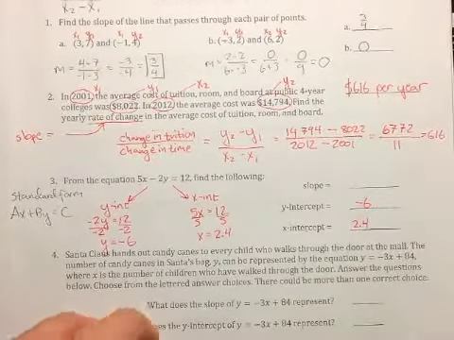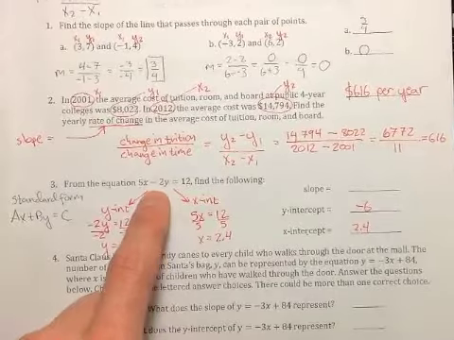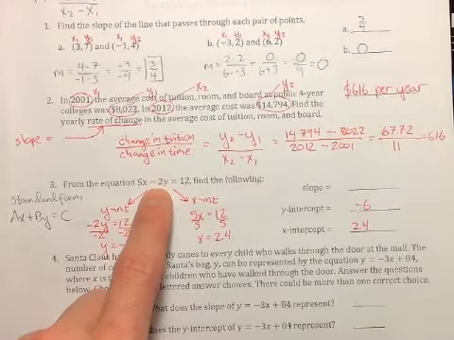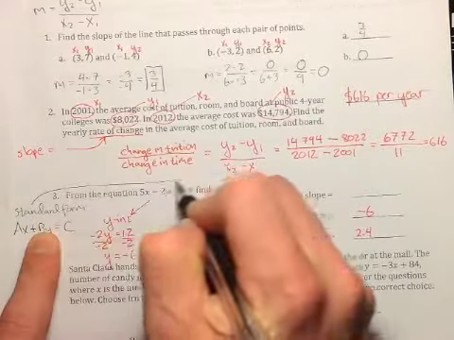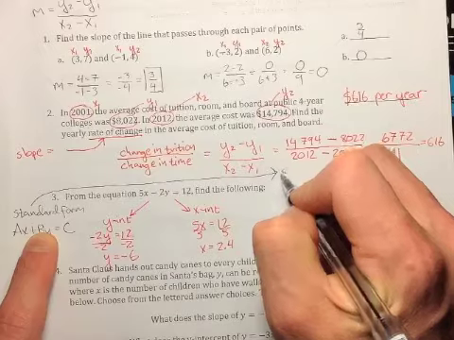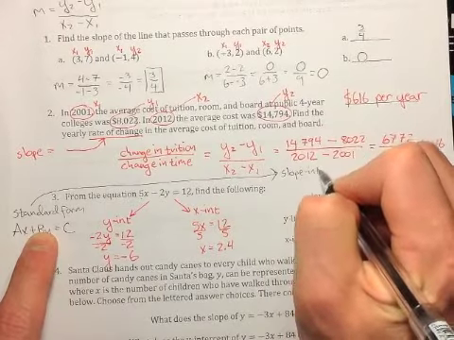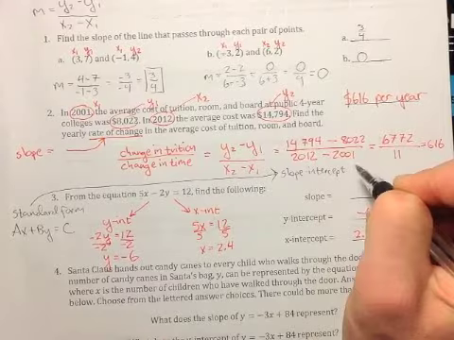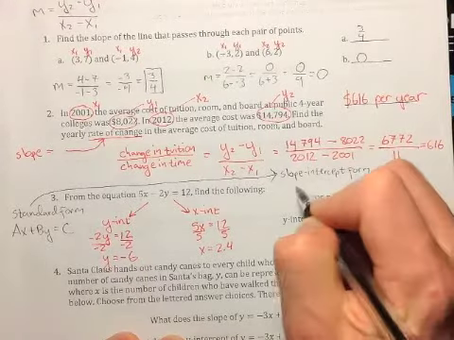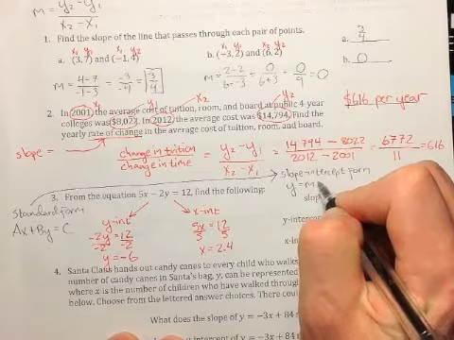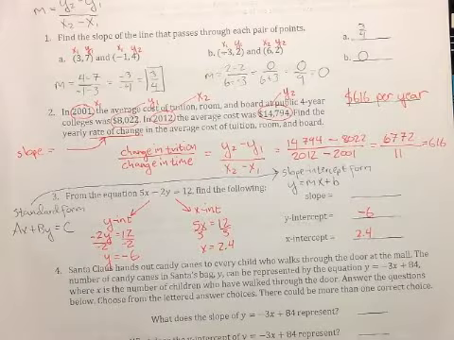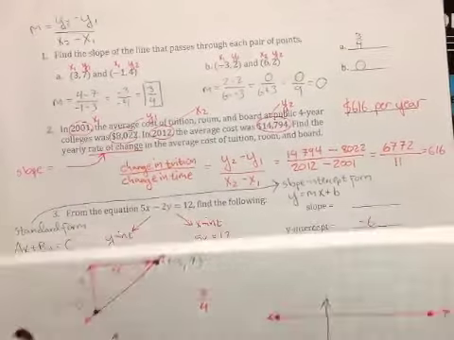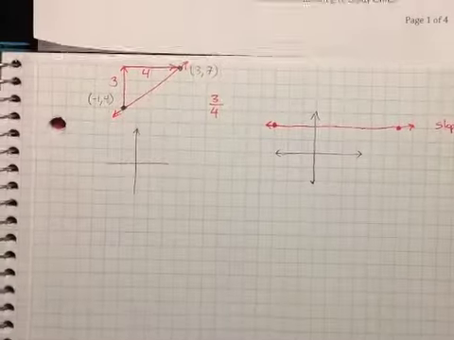Now, in order to find the slope, we need to write this equation in slope-intercept form. Okay? Right now it's in standard form, and we want to put it in slope-intercept form. Which looks like this. Y equals the slope times x plus the y-intercept, which is b. So, let's do that on a separate sheet of paper here.